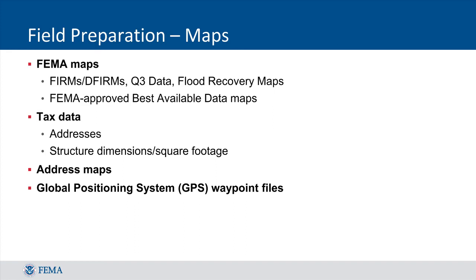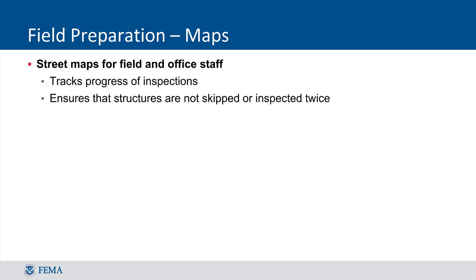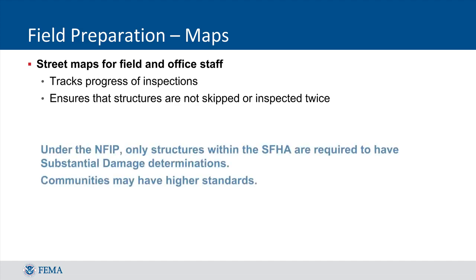Along with structured data, maps can also be assembled before an event. This can include FEMA maps, such as FIRMs, DFIRMs, flood recovery maps, or FEMA-approved best data maps. Tax maps that have addresses and structure information, such as square footage, address maps, and GPS waypoint files. It is helpful to have street maps for field and office staff so that inspectors and supervisors can mark off which structures have been inspected.